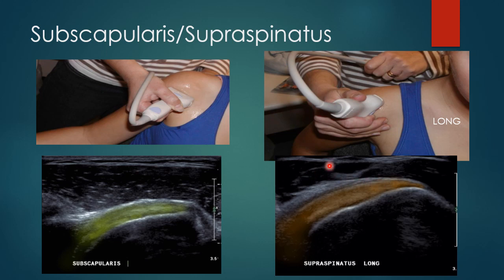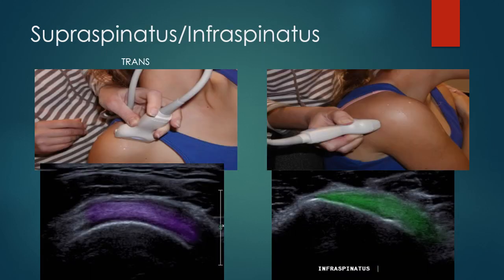Here regarding the anatomy, there is the skin, subcutaneous tissue, the deltoid muscle, and a potential space here which is the subacromial subdeltoid bursa. In case of fluid seen in this region, it's called bursitis. And beneath it is the supraspinatus tendon. Here is an image for the examination of the supraspinatus tendon in TS view.